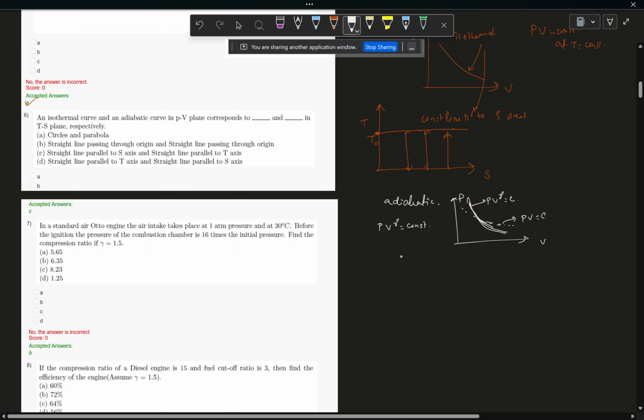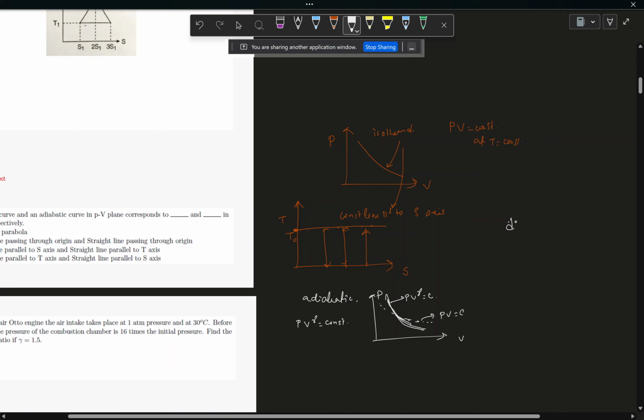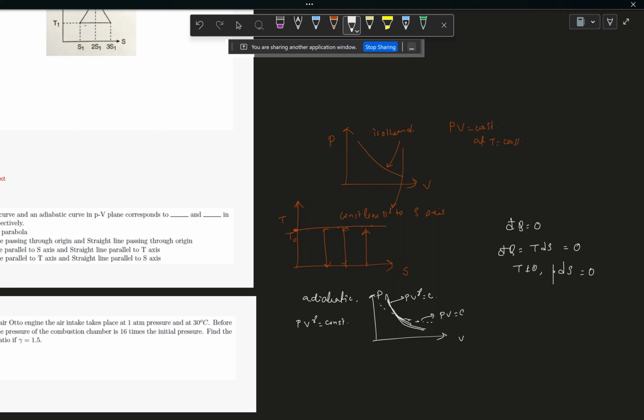And what the adiabatic curve would look like in the TS plot is, adiabatic means your dq is equal to 0, no heat exchanged, and you know that dq is equal to just T times ds. So if dq is 0, T times ds is 0, and the temperature is finite, so T is not equal to 0. So the only explanation is ds equal to 0, or your entropy S is equal to constant. So an adiabatic process ensures that the entropy is constant.